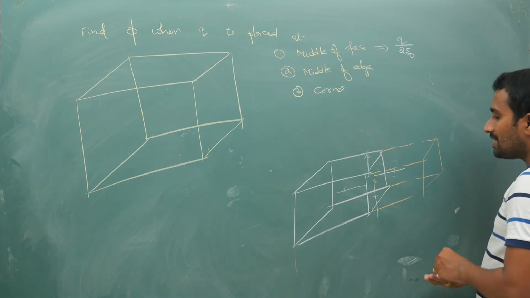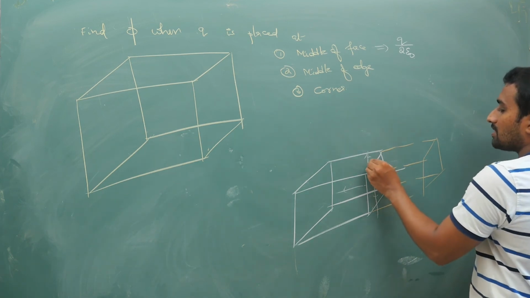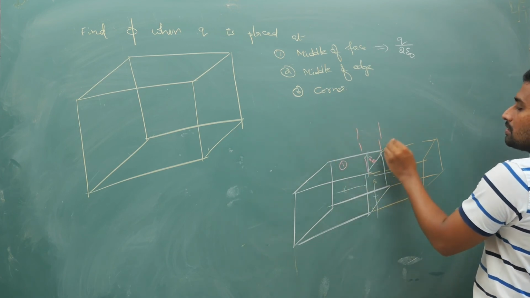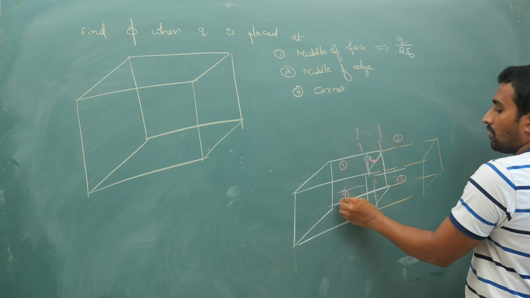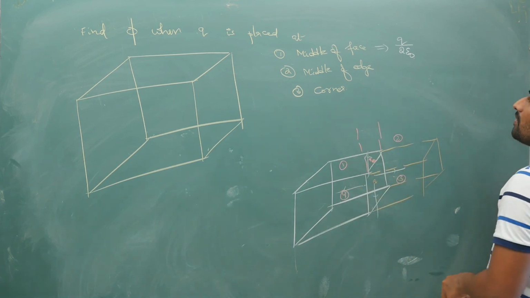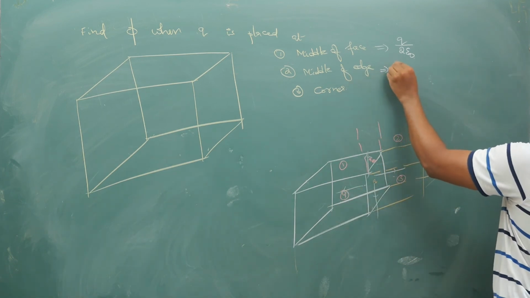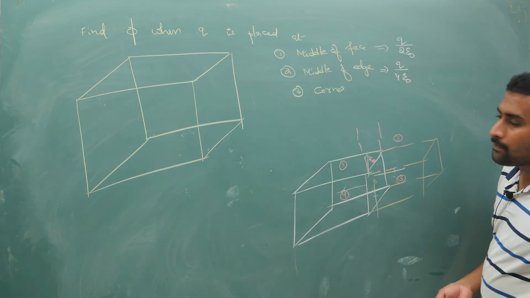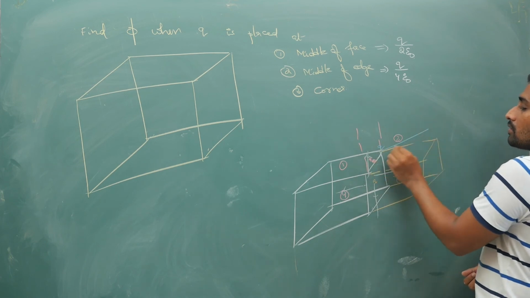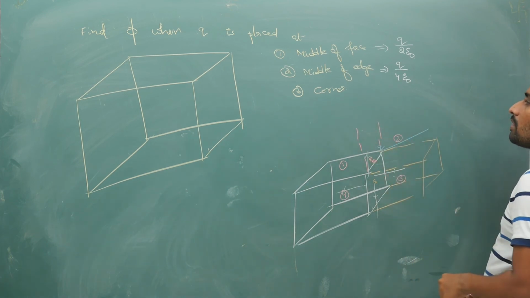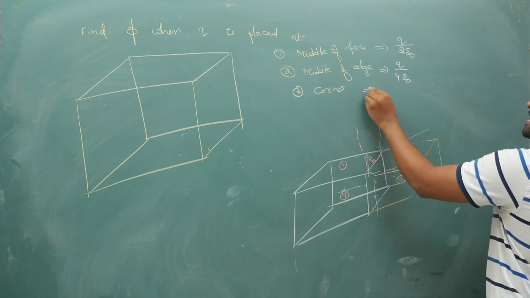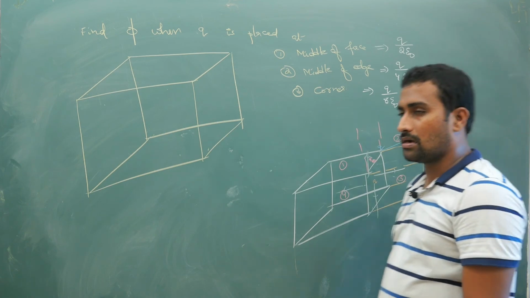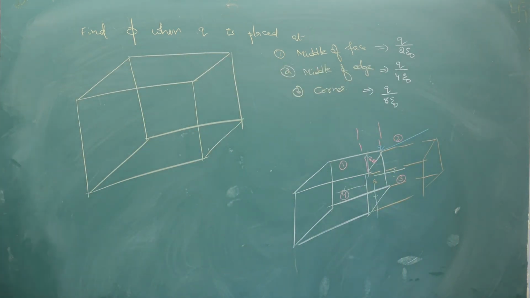Whereas if you keep it in the middle of an edge, totally 4 cubes, 1, 2, 3, 4, will share this charge Q or flux. So for 1 cube it is Q by 4 epsilon naught. And finally when you are placing it at the corner, totally 4 on the top and 4 on the bottom, 8 cubes will be sharing. So your answer is Q by 8 epsilon naught when you are placing the charge Q on the corner.